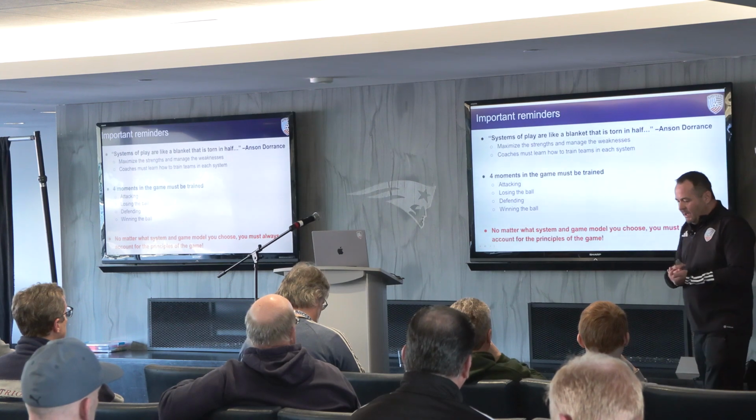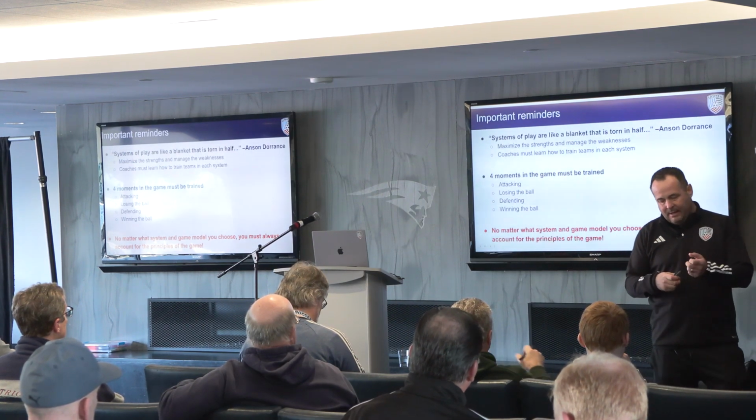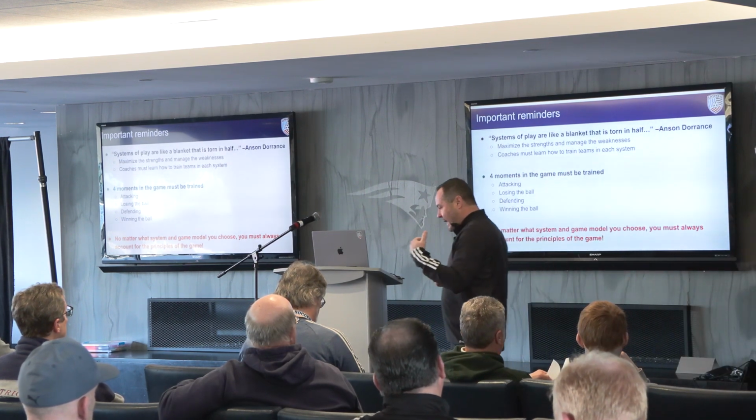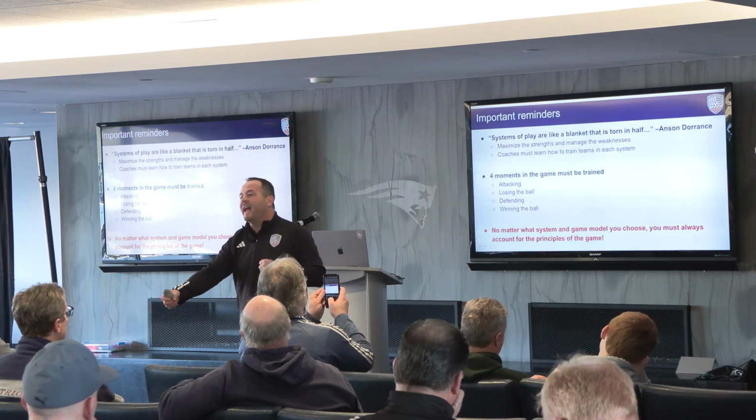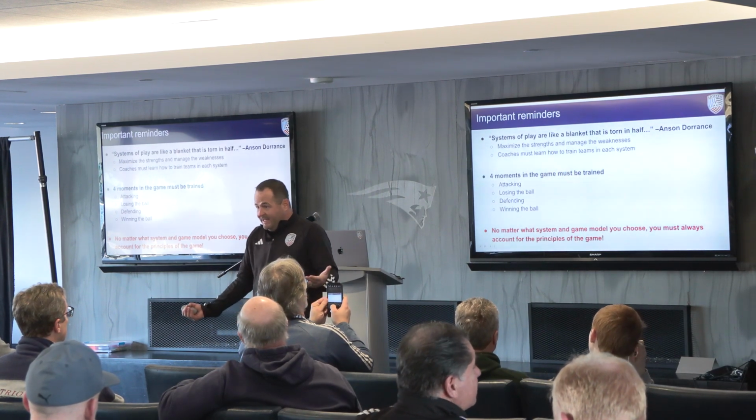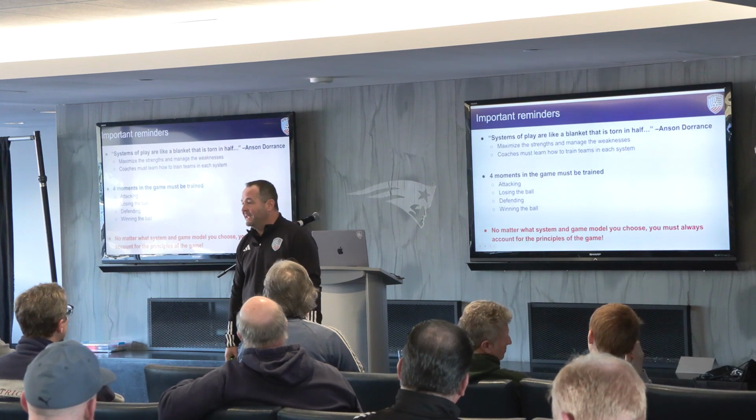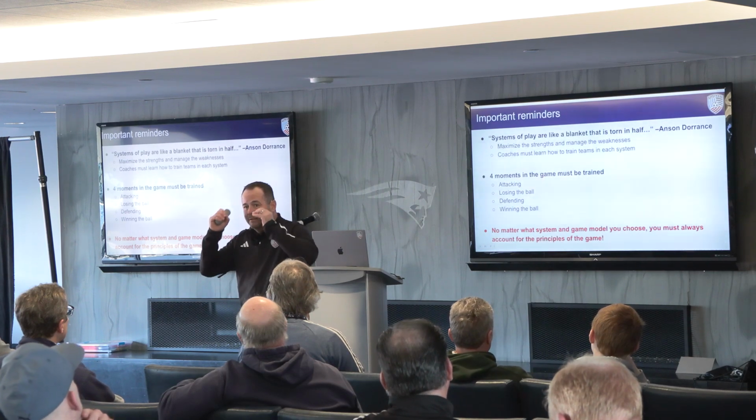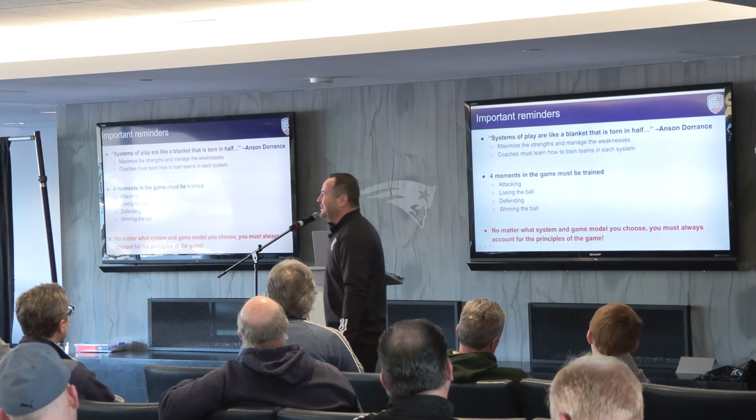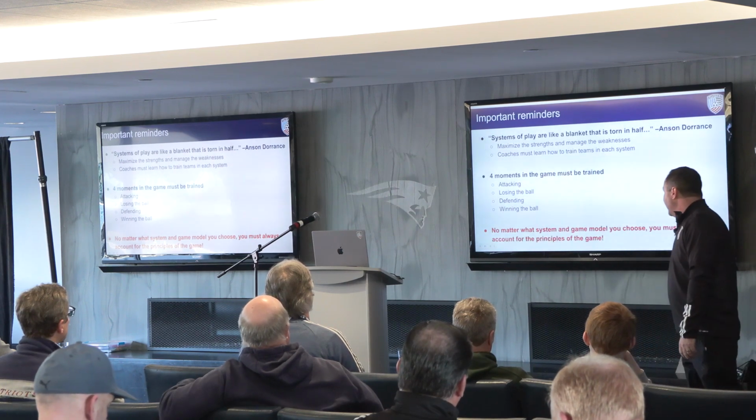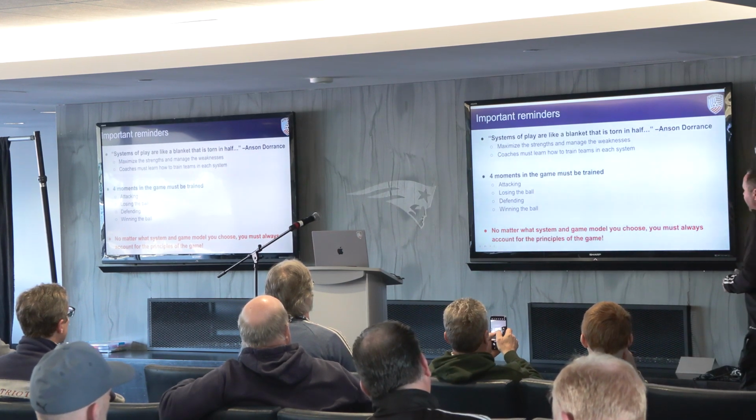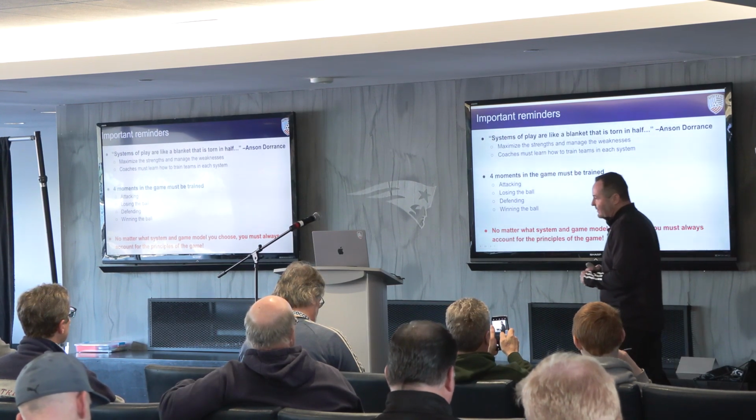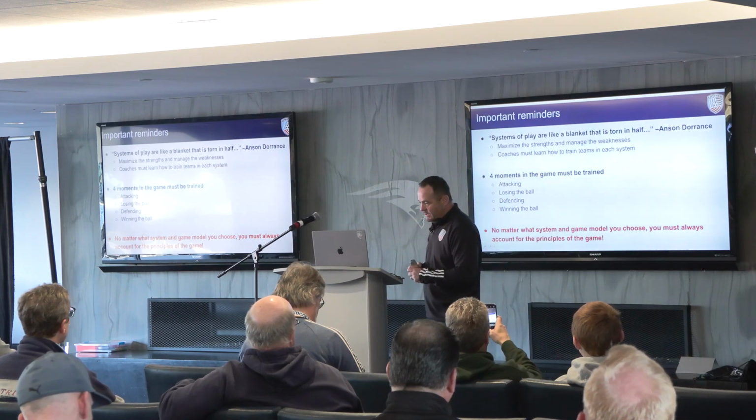All right. Systems of play are like a blanket that's torn in half. Think of it that way. You've got a blanket that keeps you warm at night, but we tore it in half. So you have to decide, where do I put the blanket? Do I put it on my bottom half? Do I put it on my top half? Maybe over my face so I don't see any light? I don't know, just being goofy. But that's another Anson quote. And you have to maximize the strengths and manage the weaknesses. Keep that in mind. It sounds very simple, but it can actually be very hard to do when playing out of this shape.